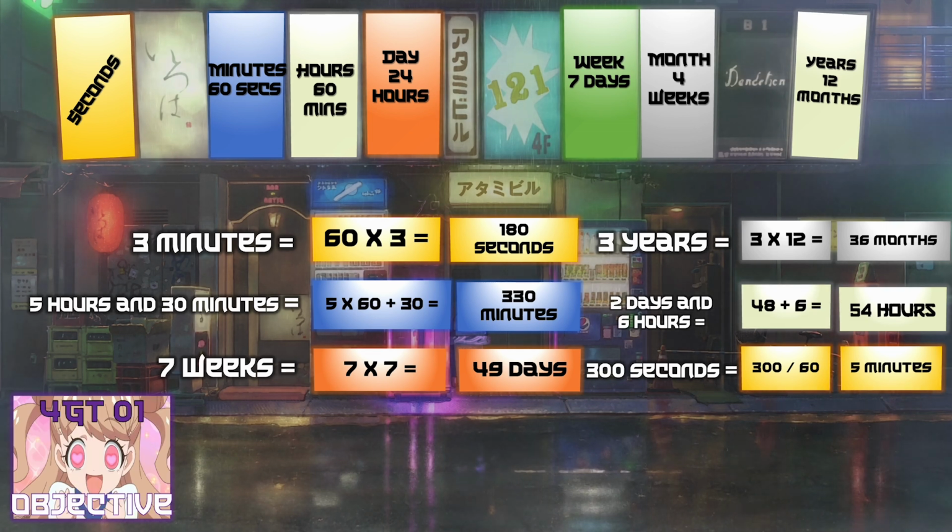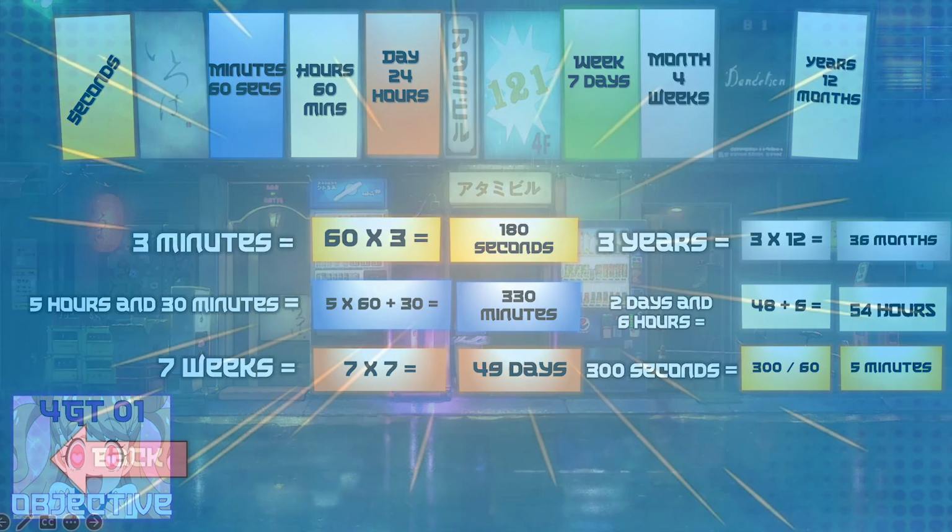Okay, and there we go. That's our objective for today, to look at different units of time and how we can convert between them.